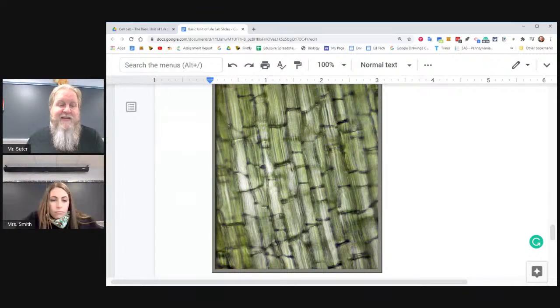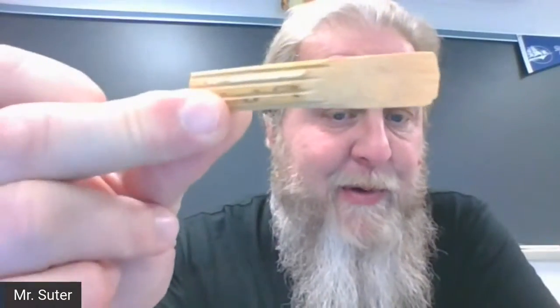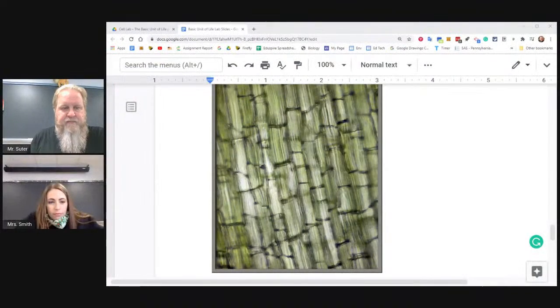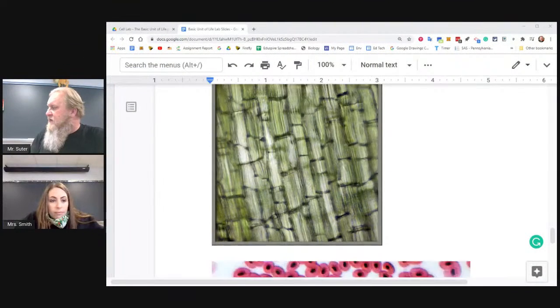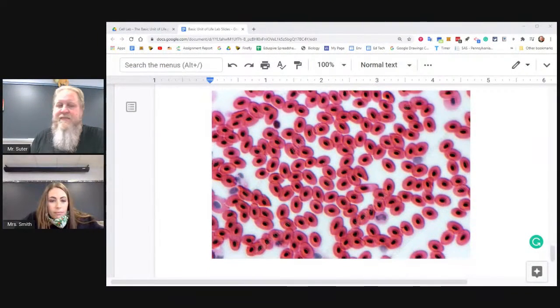In fact, I can tell you this cell came from this. This is an instrument reed, and an instrument reed is made out of bamboo. So the slide was made from that. And then the next cell in this section looks like this.